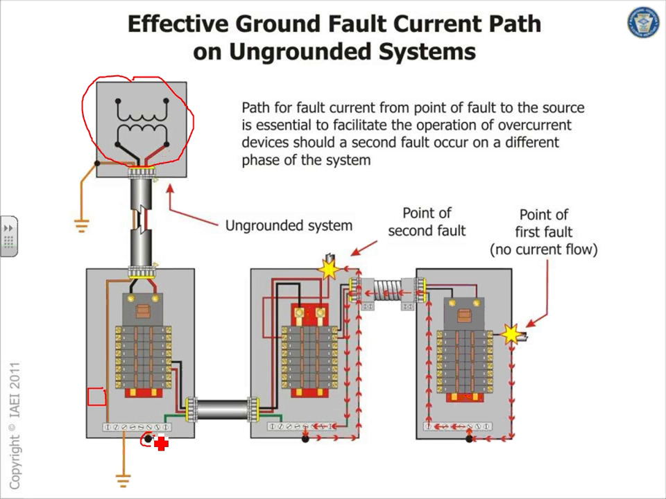Why do we ground exactly the same way if our system is ungrounded? Because if you have a second ground fault, you need to be able to trip your circuit breakers. I know in this case it's going to be a phase-to-phase and your circuit breaker will wake up, but you need to facilitate the operation of the overcurrent protection device if you have another ground fault on a different phase inside your building.